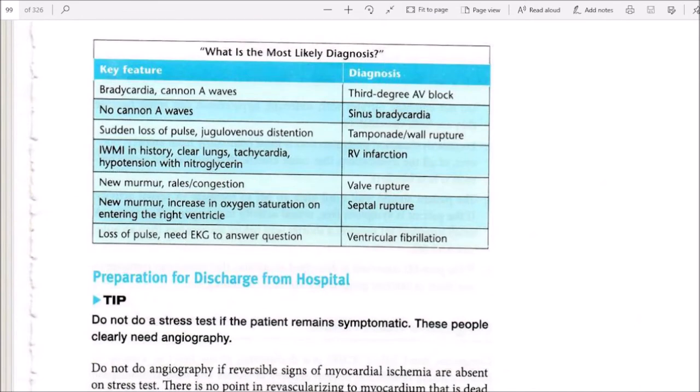What is the most likely diagnosis? Key features: bradycardia, cannon A waves, third degree AV block. No cannon A waves, sinus bradycardia. Sudden loss of pulse, jugular distension, tamponade/wall rupture. If you have MI in history, clear lungs, tachycardia, hypotension with nitroglycerin, right ventricular infarction. New murmur, rales/congestion, valve rupture. New murmur, increase in oxygen saturation on entering the right ventricle, septal rupture. Loss of pulse, needs EKG to answer the question, ventricular fibrillation.